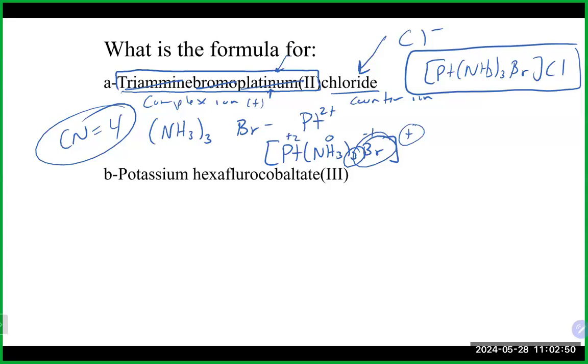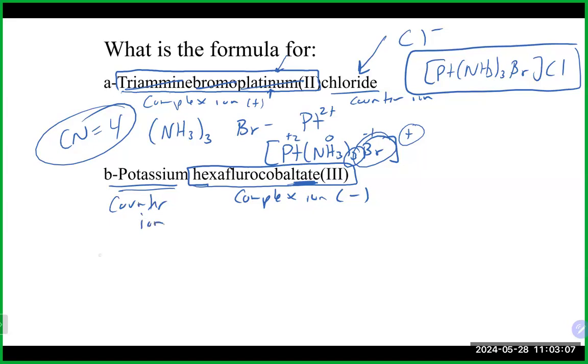Coming here to the next one, we actually see the metal on the second part of the name, which means that that is our complex ion. We also now know it's negative as well because we do see kind of the older school name. This guy would be our counter ion. So potassium, which is our counter ion, is really just K+.